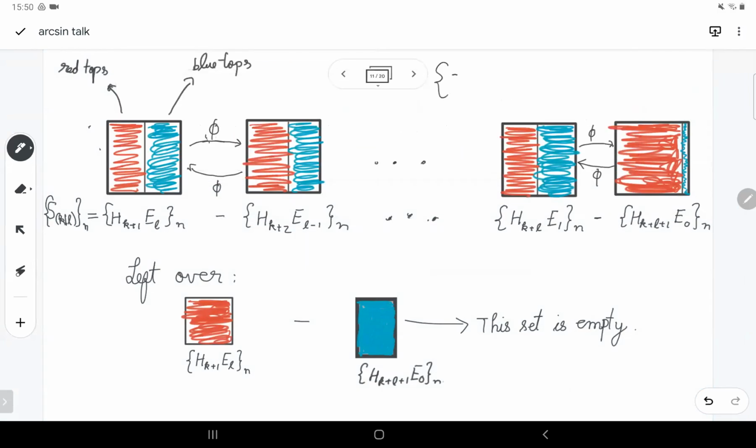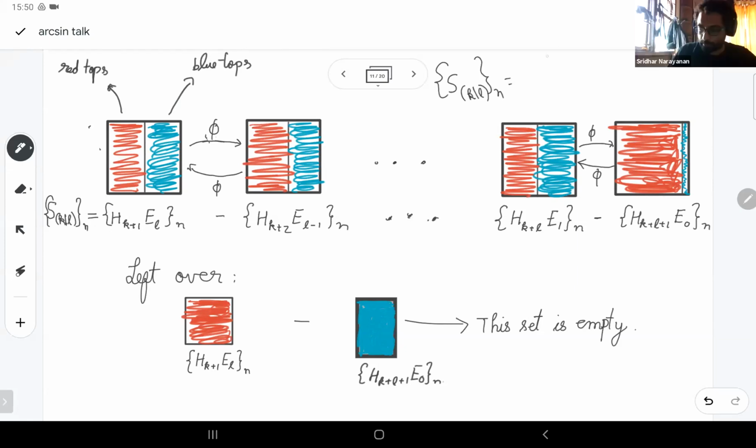So what we have is S_{K,L}(n) equals the sum of (-1)^j H_{K+1+j} E_{L-j}, where j goes from 0 to L. So this first term will be H of K+1, E of L. This corresponds to when j is 0, and then the last term will correspond to when j is L. We'll have H of K+L+1, E of 0. And all of these intermediate terms will get cut because of the involution.